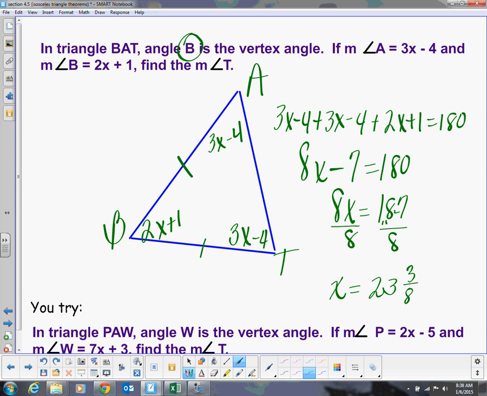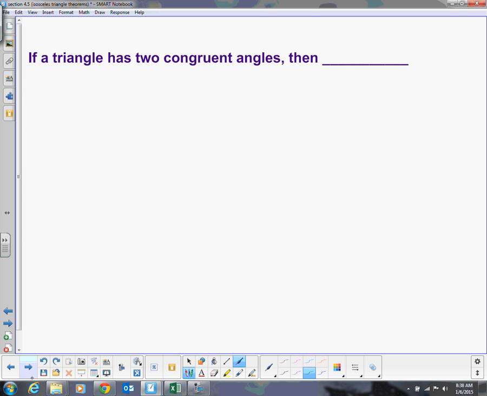Now, they said to find angle T, what would you have to do? Go back and do what? Substitute. All right, so don't pack up yet because I got 3 more minutes. And my clock is fast.